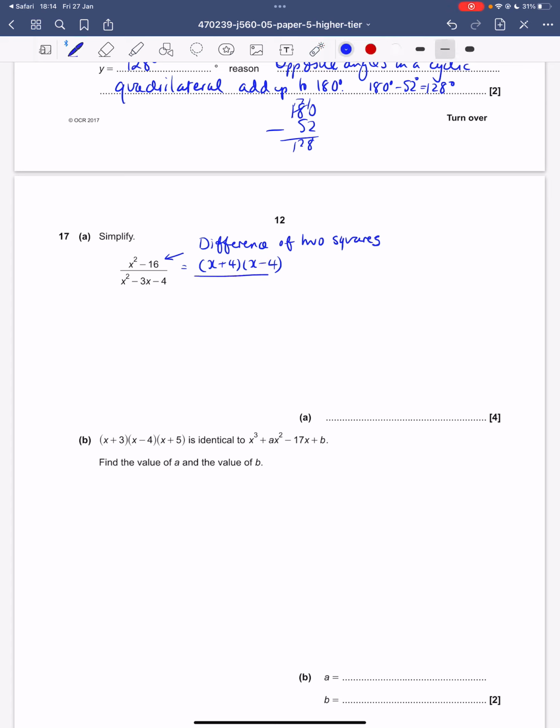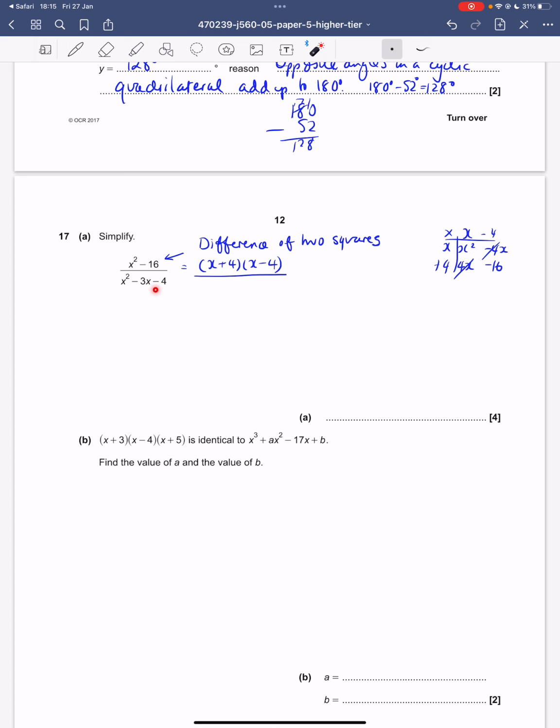And then on the bottom, think about it, I'll just do this in a bit more detail. X plus 4 times x minus 4: x squared, minus 4x there, plus 4x there, minus 16 when you multiply out, and they cancel. Okay, on the bottom, x squared minus 3x minus 4.